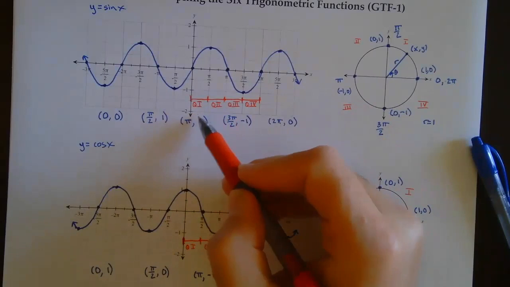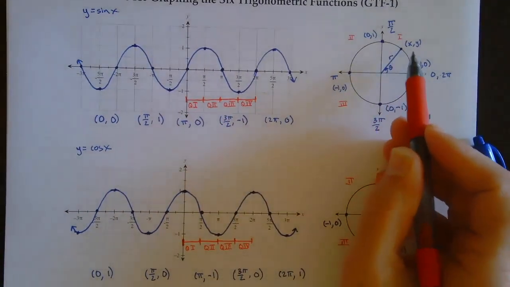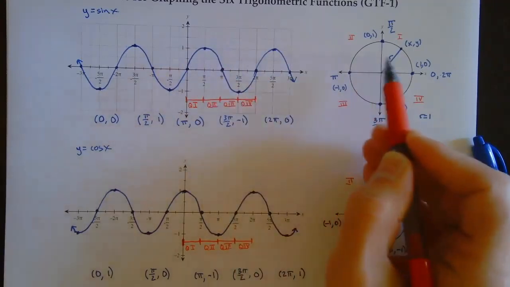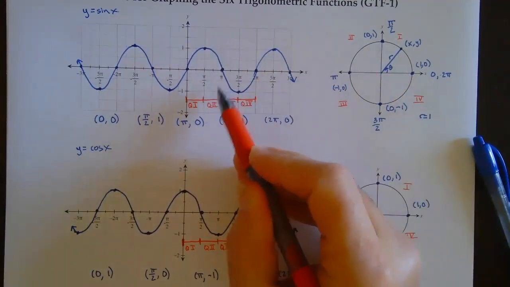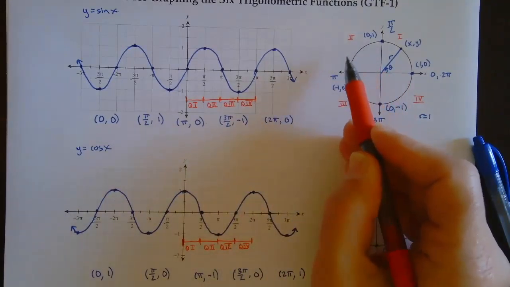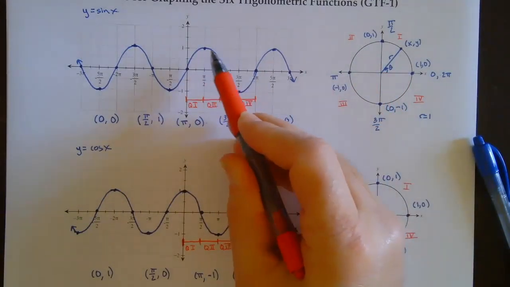This is the first quadrant, and I know in the first quadrant my y's are positive, right? That's why this part of the graph is above. Okay, and from pi over 2 to pi, that's quadrant 2, right? What do I know about the y values in quadrant 2? Well, they're positive. That's why this part of the graph is above.